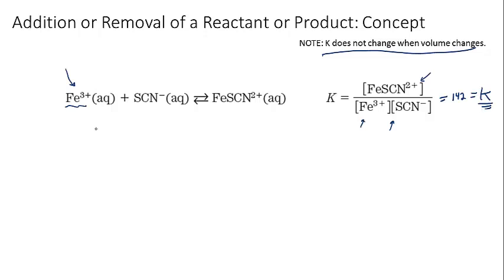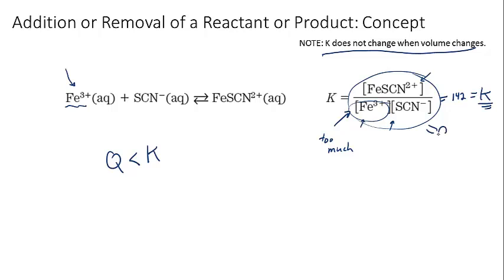And what that means is that now we have too much iron 3+ for being at equilibrium. So our Q value is going to be less than K. That is our reaction quotient value. If we increase this, the value of this fraction, which is the reaction quotient Q, is going to be less than K. So we're not at equilibrium.